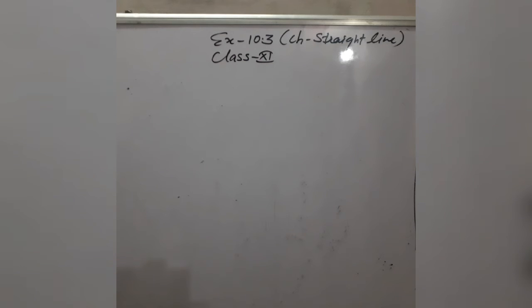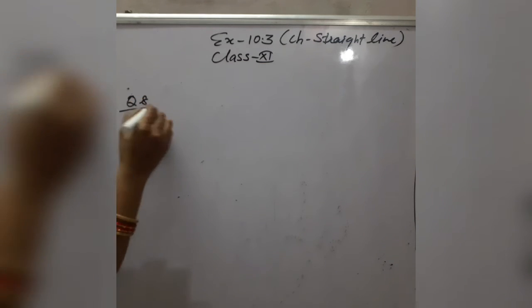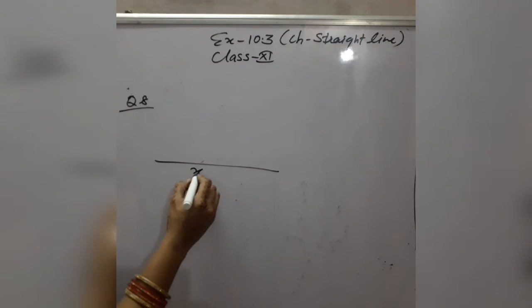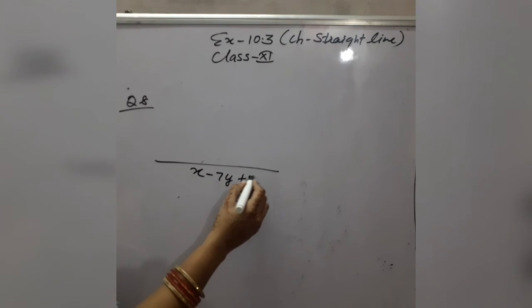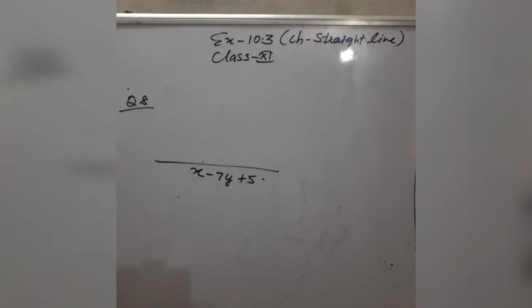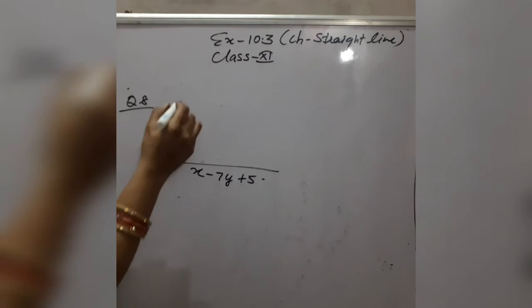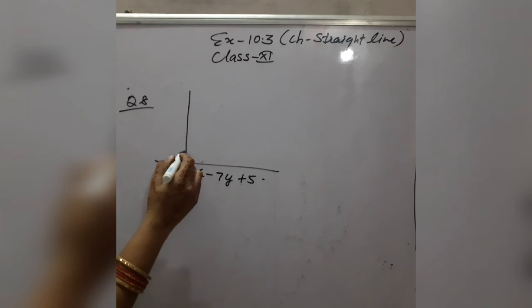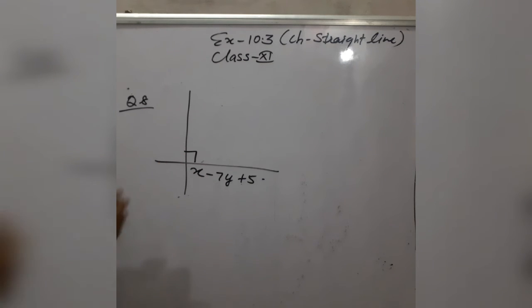Find the equation of a line perpendicular to one line. Let us suppose the equation of one line is given to you. Suppose the given line is this. The equation of this line is x - 7y + 5. Now this line has x intercept 3, and another line whose slope we have to find out. This is perpendicular to this given line and we have to find the equation of this line.